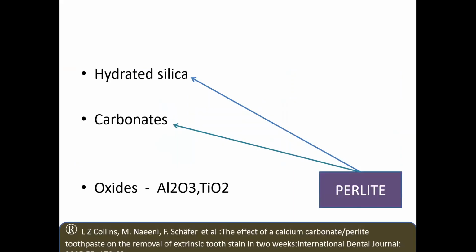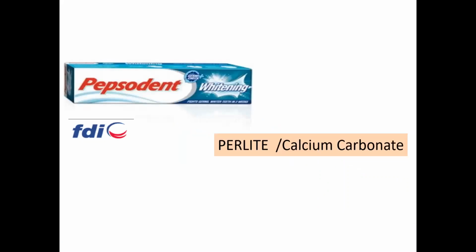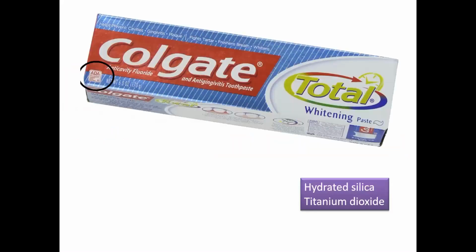So usually perlite in combination with hydrated silica or carbonates is a part of whitening toothpaste. For example, Pepsodent Whitening. This particular FDA approved toothpaste contains perlite and calcium carbonate, which means they are the abrasives present, and they are present to remove the extrinsic stains. In Colgate Total Whitening, we have hydrated silica and titanium dioxide. Again, it is an ADA approved, that is American Dental Association approved, toothpaste for whitening of teeth.